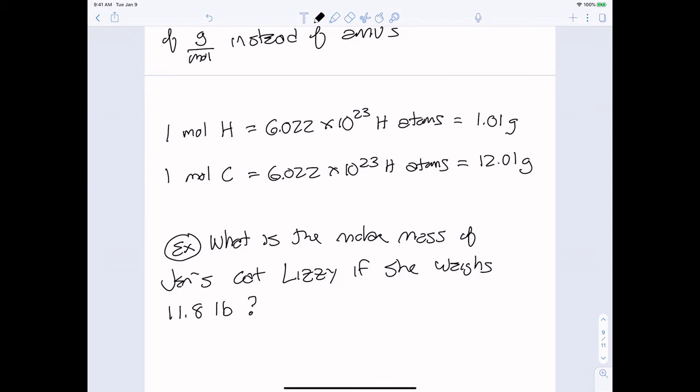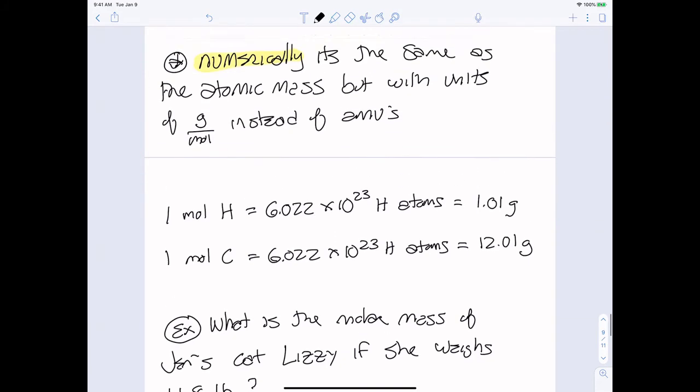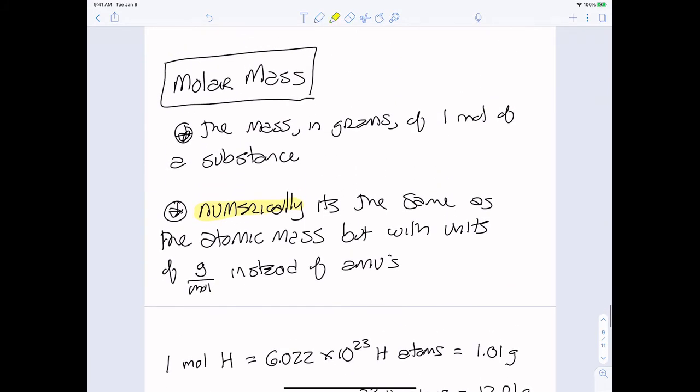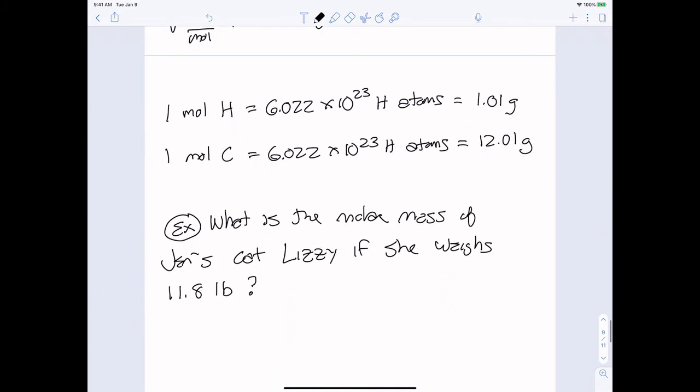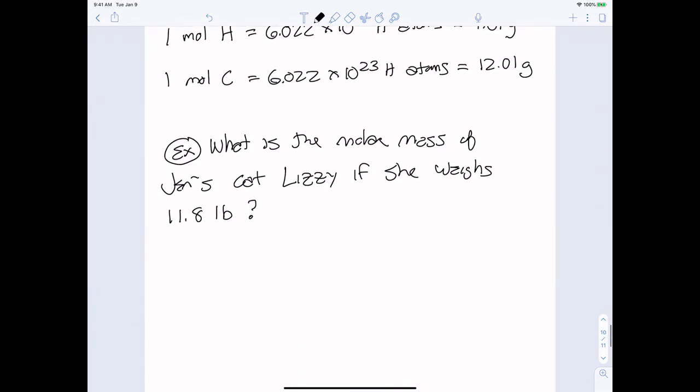So the easiest way to do this is to keep in mind what molar mass is, right? If we go back up to our definition, it's the mass in grams of 1 mole of a substance. So if I have 6.022 times 10 to the 23rd of Lizzie, how much does it weigh in grams? That's all I'm asking. So we do need to convert from pounds to grams. That is a conversion that we're going to have to do.